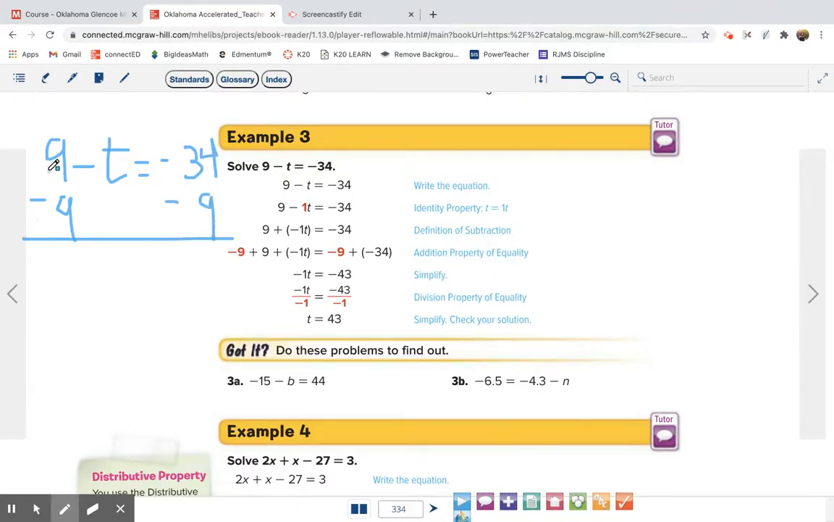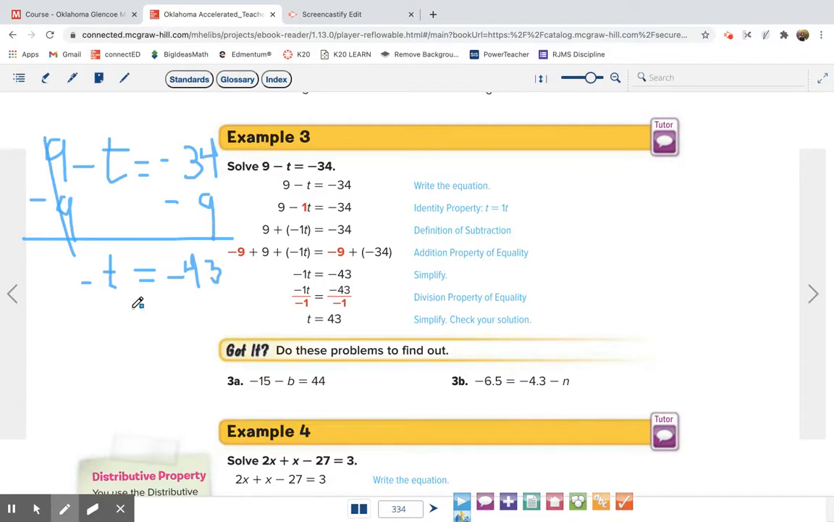One big subtraction problem. 9 minus 9 is 0. You still have negative t here. That negative doesn't just go away. Equals, and then -34 minus 9 is -43. That part you'll be able to just plug in your calculator.